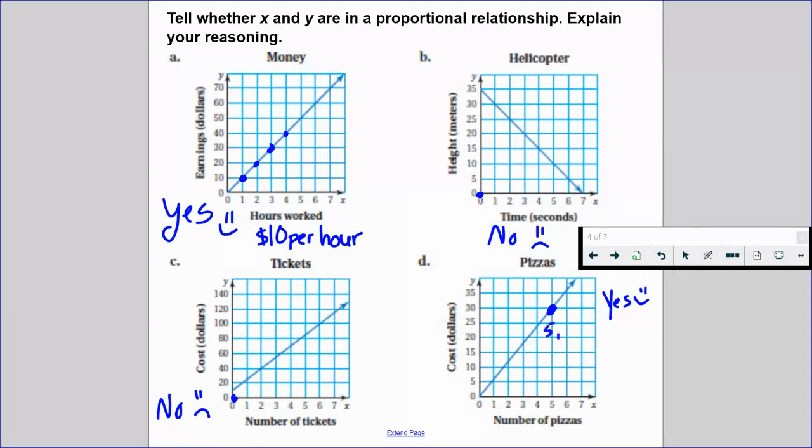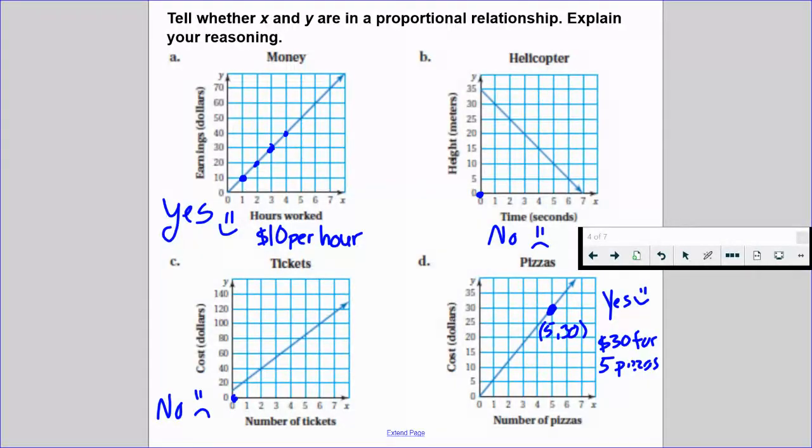So remember, this is 5, 30. And if we're talking about the direct relationship, the real world relationship between 5, 30, what does that mean? If we look at the graph, we have our y-axis as the cost and the x-axis as the number of pizzas. So that means we paid $30 for 5 pizzas.